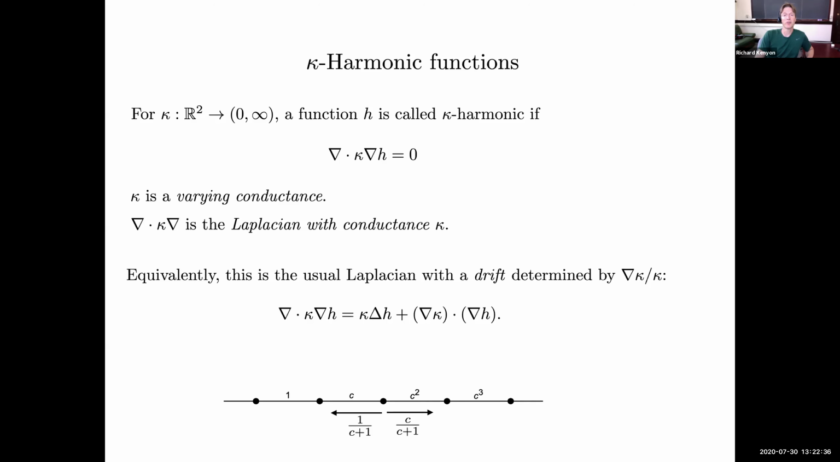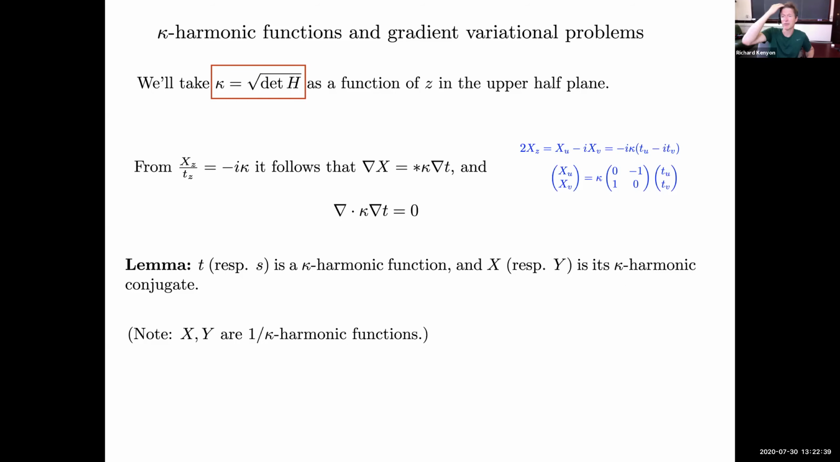All right, so what does this have to do with our gradient variational problems? We start with the gradient variational problem. It's got a surface tension sigma. We're going to let kappa be the square root of the determinant of the Hessian matrix. We saw that the determinant of the Hessian was playing an important role in the relationship between x and t. In fact, the ratio of the z derivatives of x and t was the square root of the determinant.